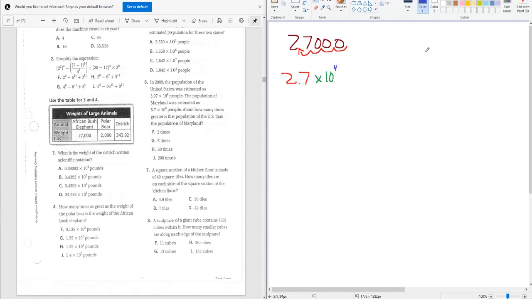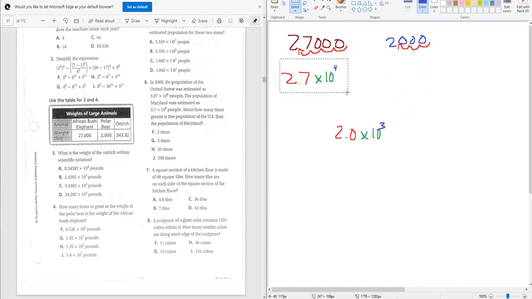And then for the polar bear, I have 2,000. So I need to move the decimal 1, 2, 3. So now I have 2.0. Plop down the times 10. I move 3 places to the left, so that is times 10 to the 3. So now I'm going to divide them.